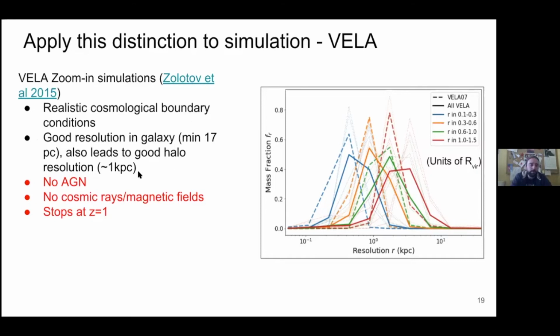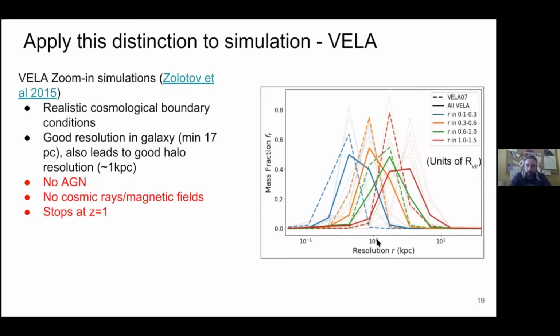These have good resolution inside the galaxy, about 17 parsecs, which is pretty state-of-the-art, and they also have good resolution in the halo. Not as good, of course. It's much lower, about 1 kiloparsec. And that's what we're showing here in this resolution graph. There's a lot going on in this graph, but essentially what I want you to look at is the dashed lines, which are our sample galaxy, VILA 7. Within about 0.1 to 0.3 RVIR, we're at about 300 parsecs.